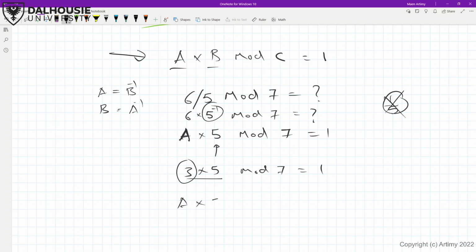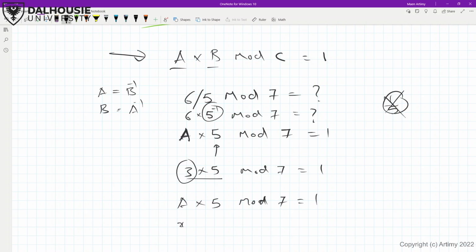So there is a long answer and a short answer, or the tedious answer and the easy answer. So I can try all possibilities. I can try 1 multiplied by 5, 2 multiplied by 5, 3 multiplied by 5, and get the modulus for each one of them until I hit the number that actually gives me the result. All right, so that's the long and tedious way. But how many numbers should I try?